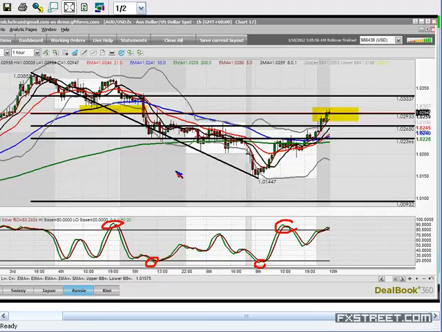Okay, very important, guys. I've waited for this. We discussed this in boot camp all this week, that's the zone we want to short this from. And now it's there, so now we've got our zone. Now we need to wait for our confirmation.